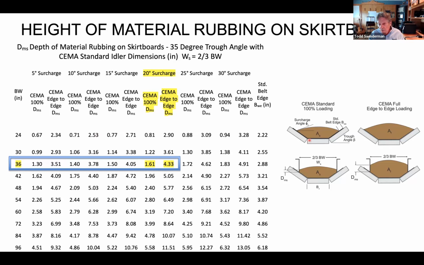So we looked at two areas: the CEMA standard loading, which is basically this where the standard belt edge is, and then the semicircular top, and then look at what 2/3 belt width would do. What is this distance here where it's rubbing? That's the small d sub s times belt width equals the capital D sub s. Then we're also going to look at CEMA's area full, and there's a whole set of dimensionless formulas for this as well. And how high up on the skirt boards is that rub?